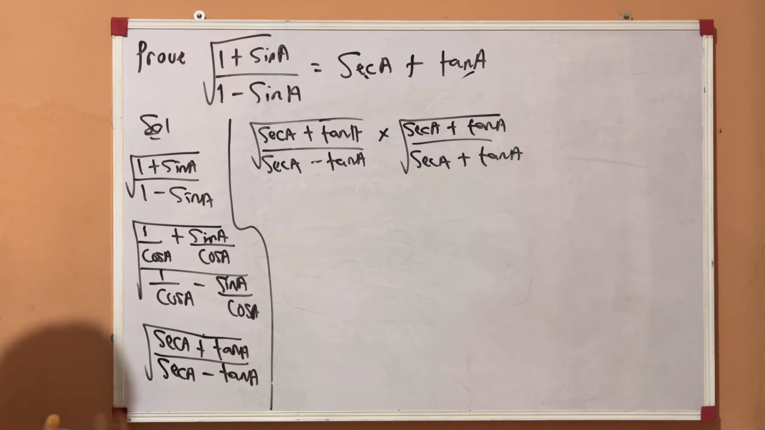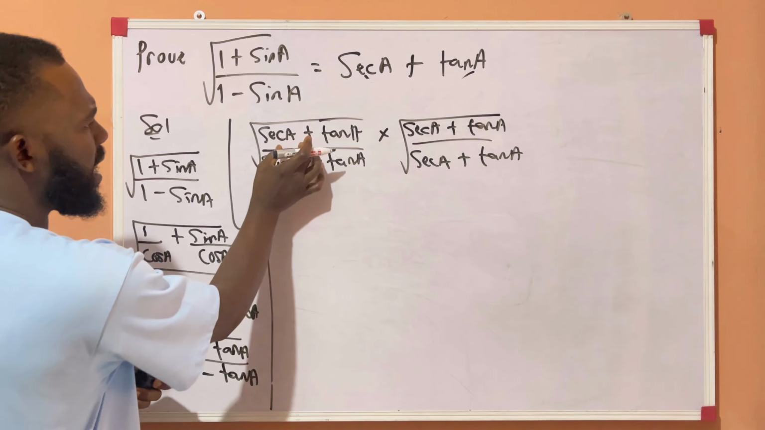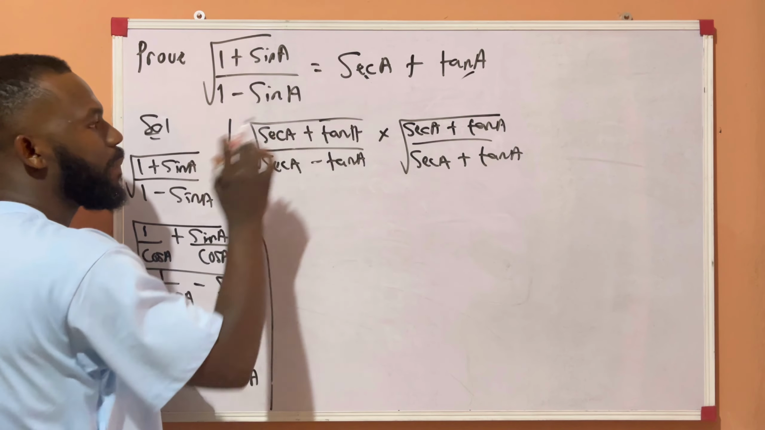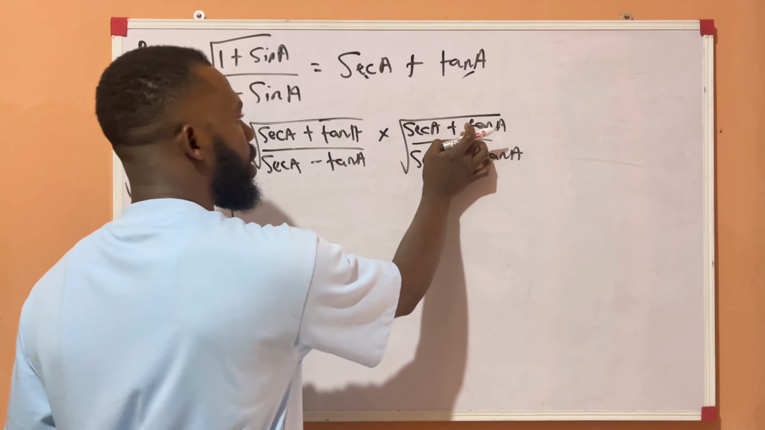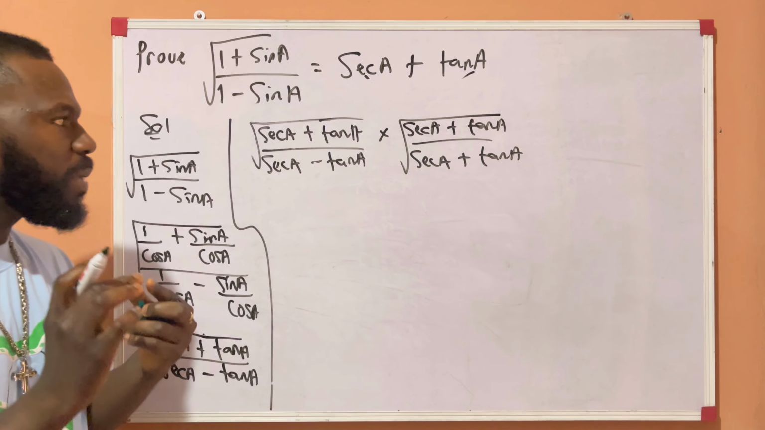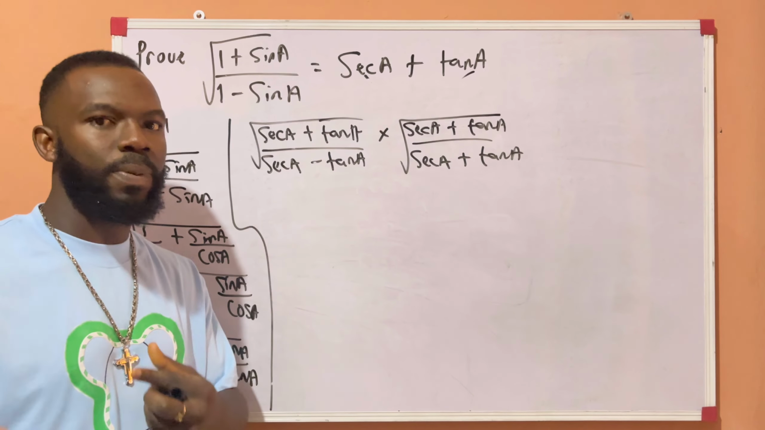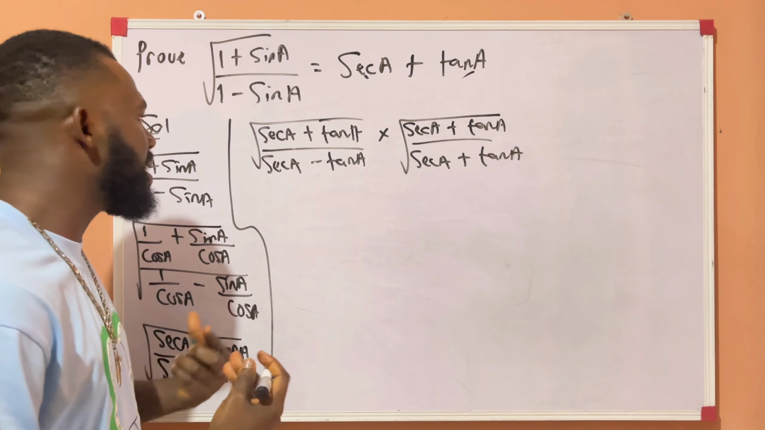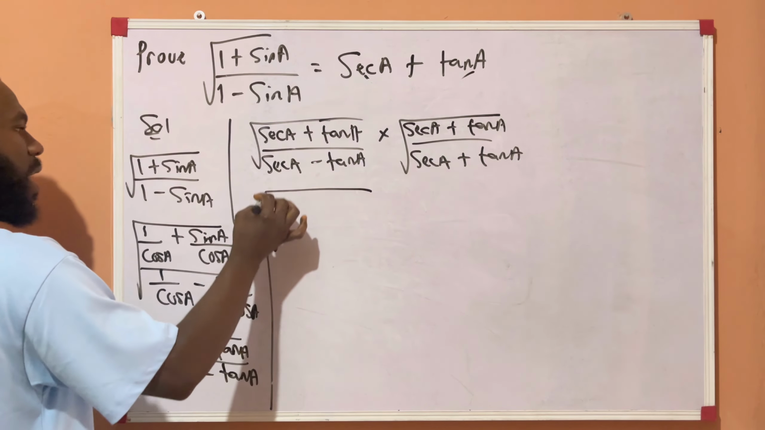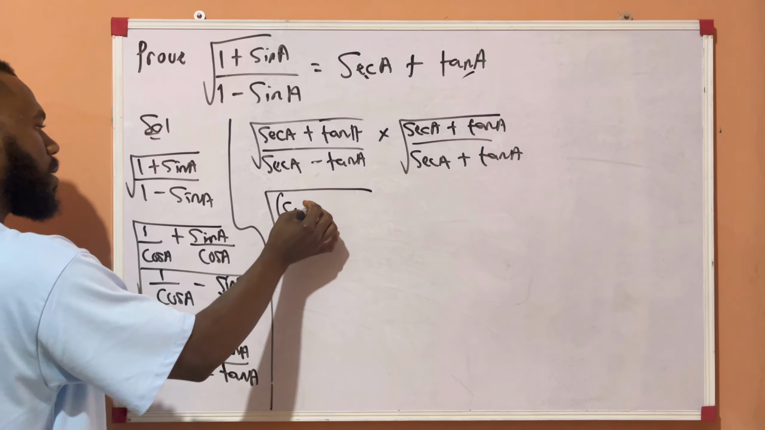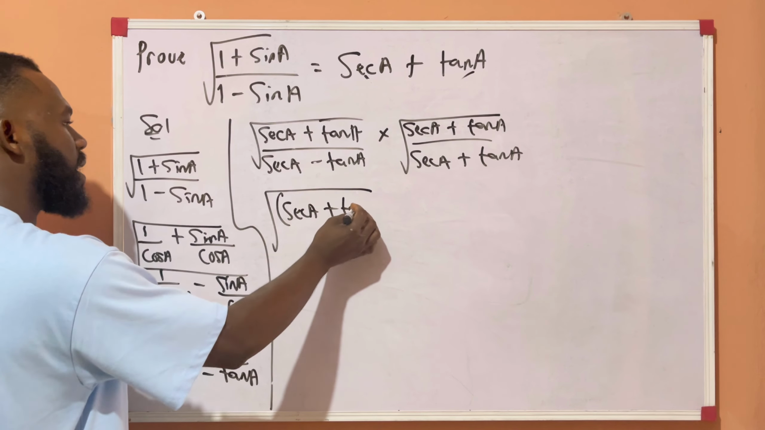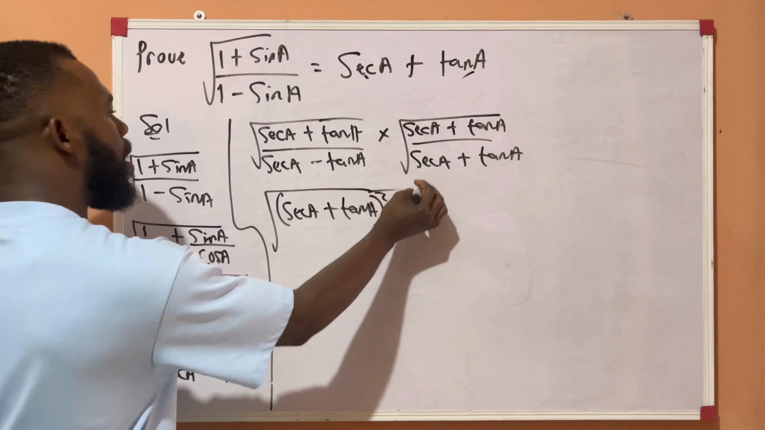Now let us multiply. You will notice that in the numerator here, we have sec A plus tan A. Also in the numerator here, we have sec A plus tan A. So it means we have sec A plus tan A in two places. Now representing this in index form, it means we simply have sec A plus tan A raised to the power of 2.